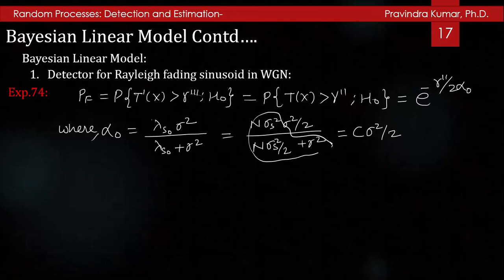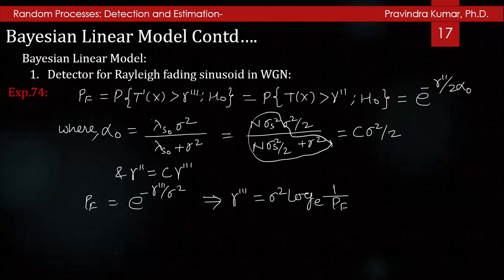This part is C, and gamma double dash is C times gamma triple dash. So the probability of false alarm will be e to the power minus gamma triple dash by sigma square, or you can say gamma triple dash will be equal to sigma square log e of 1 by PF, and the probability of detection will be e to the power minus gamma triple dash by N sigma s square by 2 plus sigma square.